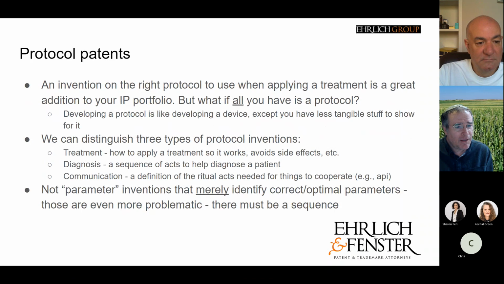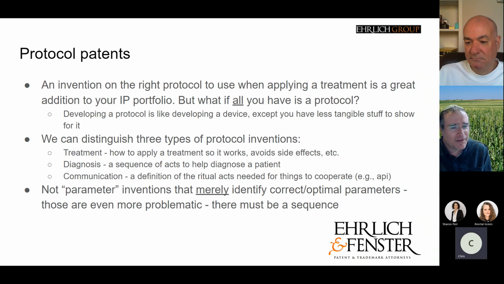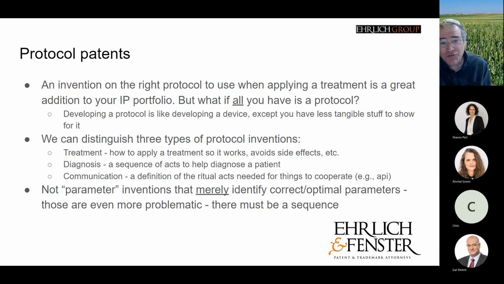I'm going to talk about protocol patents. That's not patents about rituals with royalty, but here's an example. So you have an invention and the right protocol to use when you're applying a treatment. As an addition to your existing IP portfolio, that's nice. But what happens if that's the only invention you have?